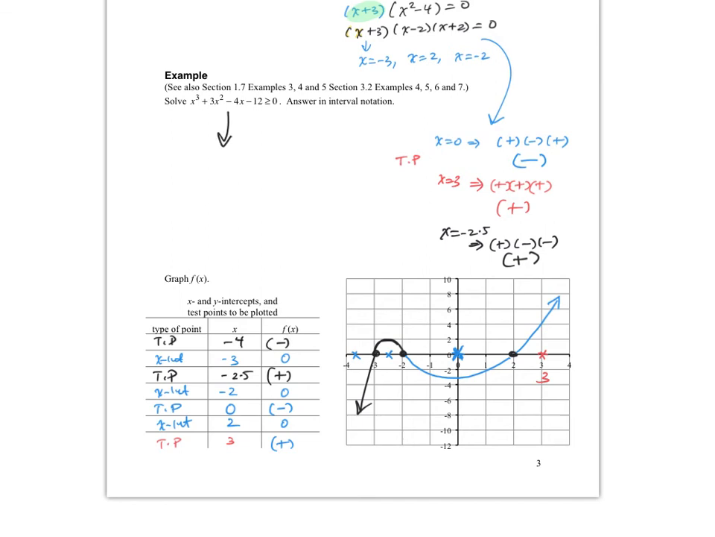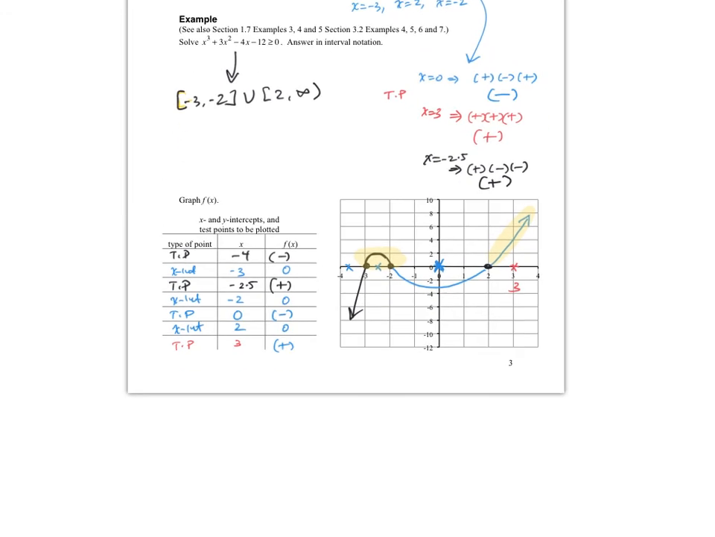Now this question is asking you where this is positive, including the 0. And positive is this part, this part, and this part. So therefore the solution in interval notation is going to be from minus 3 to minus 2, or 2 to infinity.